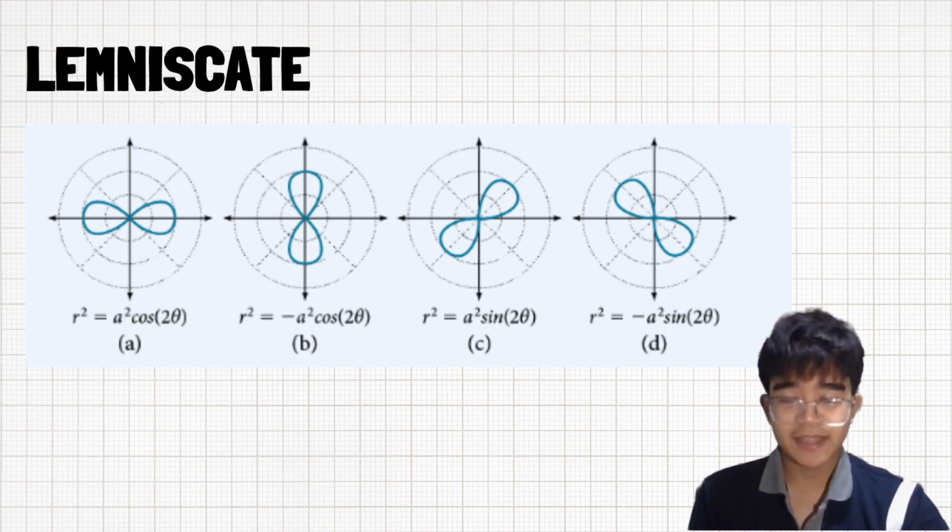Next is a lemniscate. A lemniscate is a figure 8 polar curve defined by the equations r squared is equal to a squared cosine 2 theta, or r squared is equal to a squared sine 2 theta. Cosine versions are centered on the axis. A positive coefficient aligns the loops horizontally in graph A, while a negative one aligns them vertically in graph B. Sine versions rotate the loops diagonally, with a positive coefficient placing them in the first and third quadrants, graph C, and a negative coefficient in the second and fourth, which is graph D.